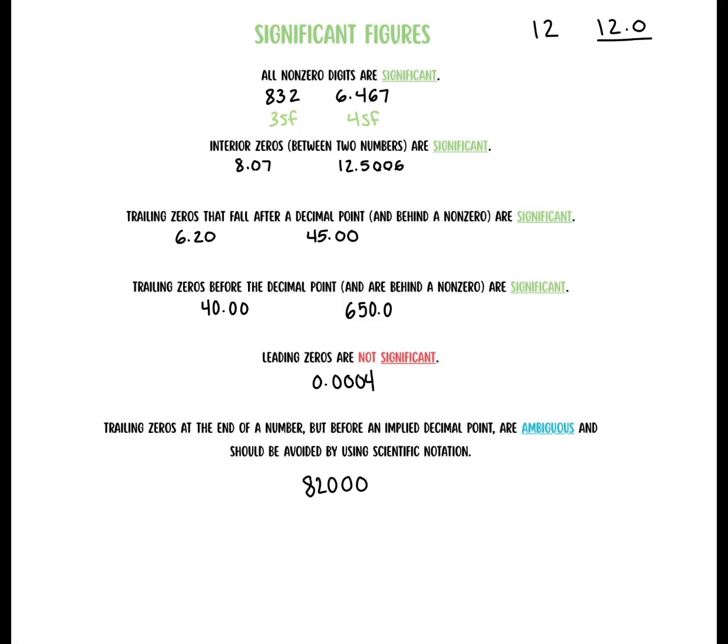Perfect. Rule 2 states that interior zeros, or the zeros that are between two numbers, are also significant. So not only are non-zeros significant, but also the zeros between them. Here we have 2 non-zeros, 8 and 7, and then 1 zero that's sandwiched between the two of them. So here we're going to have 3 significant figures. Here in this other number, we have 1, 2, 3, 4 non-zeros, and then 2 zeros squished between them. So we're going to have a total of 6 sig figs, significant figures.